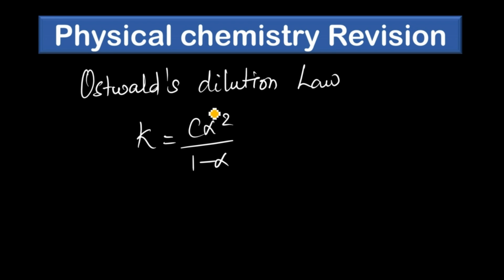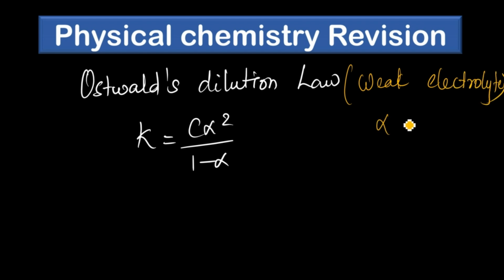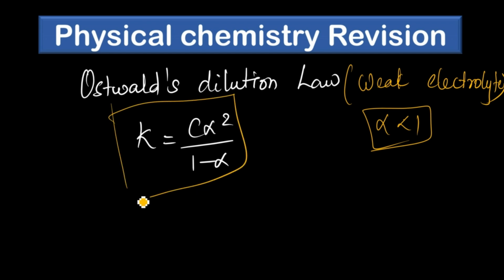Okay, then more importantly, Ostwald's dilution law. This is for weak electrolytes. Weak electrolytes means what? Where the alpha value is less than 1. Correct. So here I have K equal to C alpha square by 1 minus alpha, which is an important formula you can use for this type of questions. Okay, so that much about the chemical and ionic equilibrium chapter.